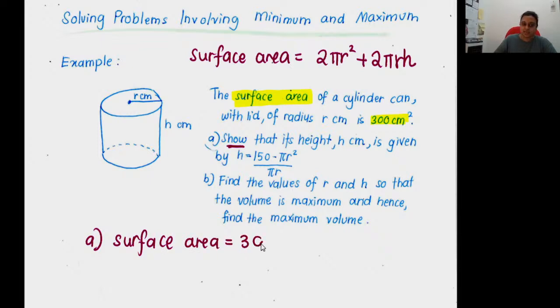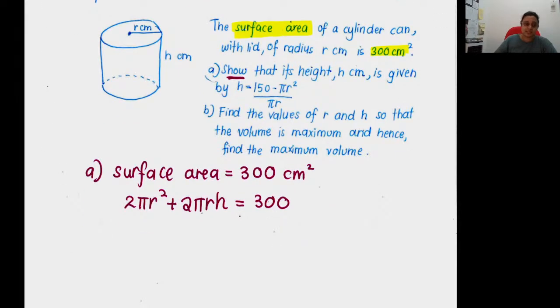Surface area is 300 centimeter square. That means 2 pi r square plus 2 pi r h equals 300. Okay, r is r, isn't it? Because the question also says radius is r. There's no number for us to substitute.